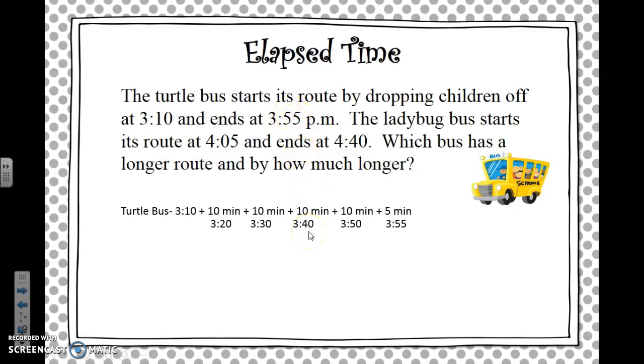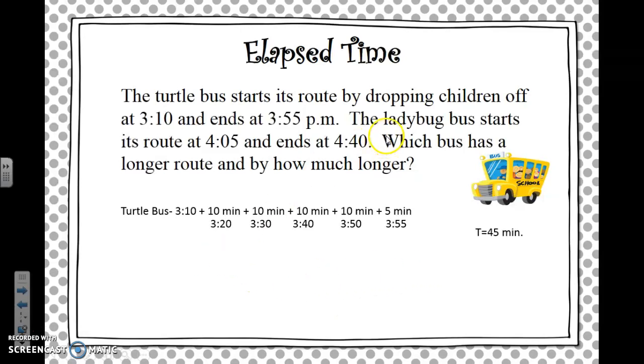Now that I have all of this here, I see that I have 45 minutes that pass. So when I add up my 10 minutes, plus my 10 minutes, plus my 10 minutes, plus my 10 minutes, plus my 5 minutes, I see that I have 4 10 minutes here, and I know that 4 times 10 is what? If you said 40, you're correct. And then I know that 40 plus 5 is 45. So the turtle bus took 45 minutes.